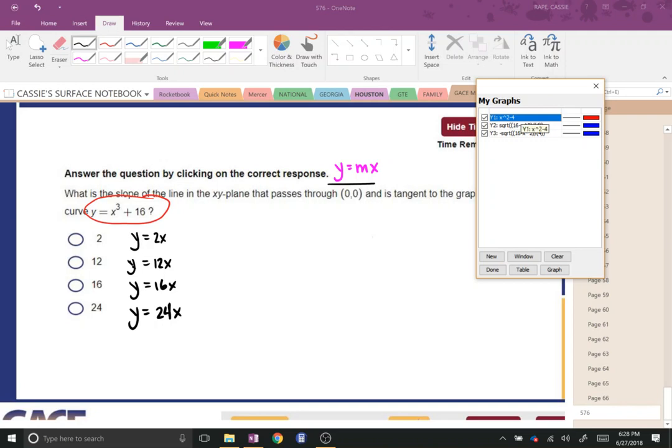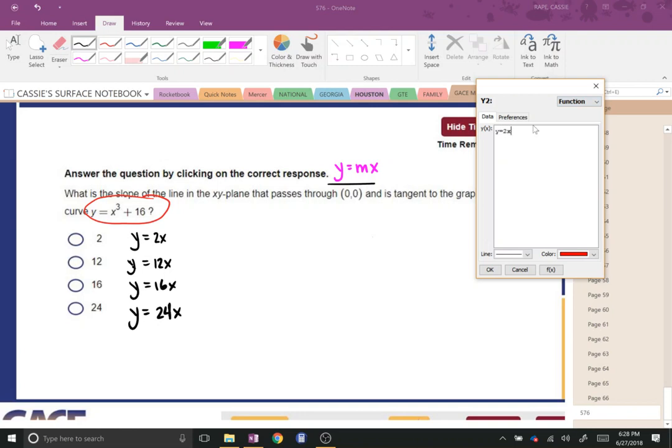I'm going to delete these. Delete. Yes, I'm sure. Delete. Okay. So I'm going to first enter in that cubic equation. So it's y equals x to the third power plus 16. Because this is part of the question and it's going to be there for all of them, I'm going to make this one thicker.